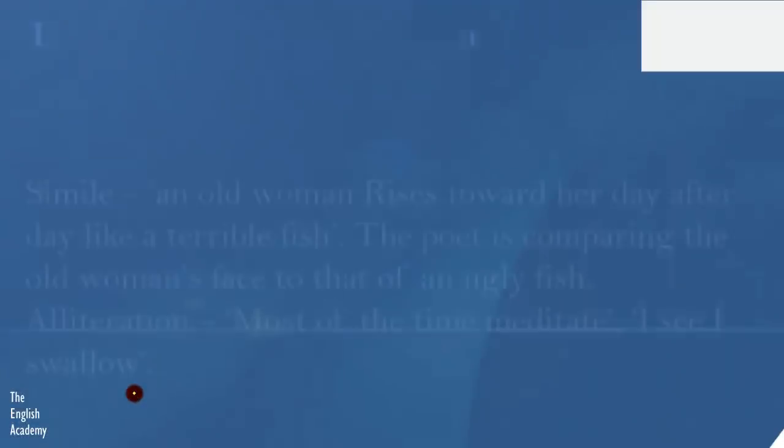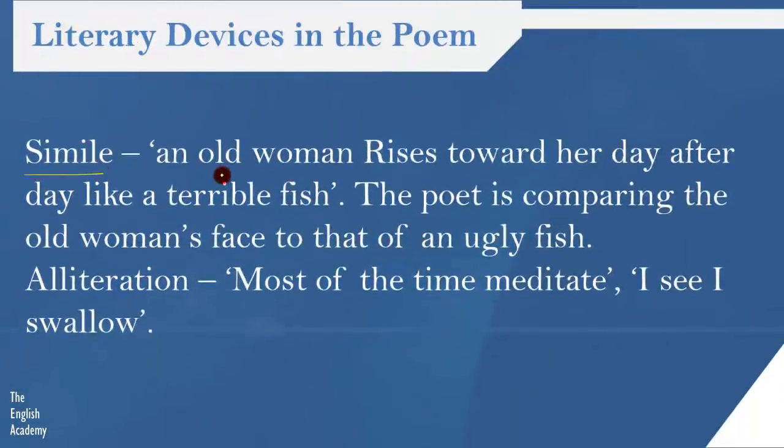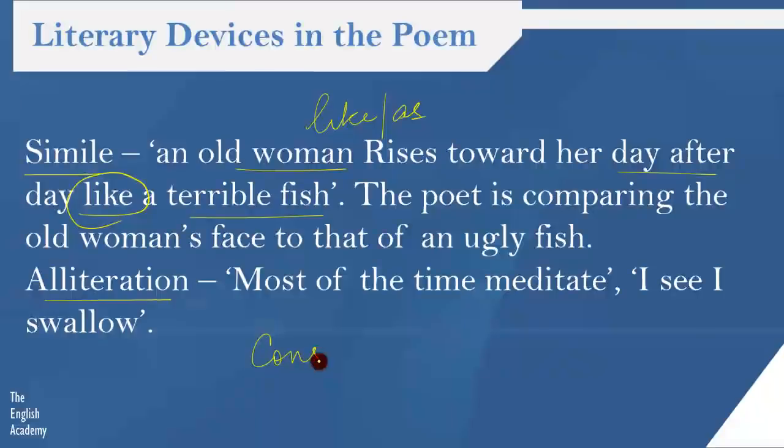Then the next literary device is simile. Simile is a comparison using like or as. When he says an old woman rises toward her day after day like a terrible fish. So this appearance of an old woman is compared to a terrible fish. This is simile. The next device used is alliteration, that is repetition of a consonant sound in the words, most of the time meditate. Here the m sound is repeated. I see, I swallow. Here the s sound is repeated.